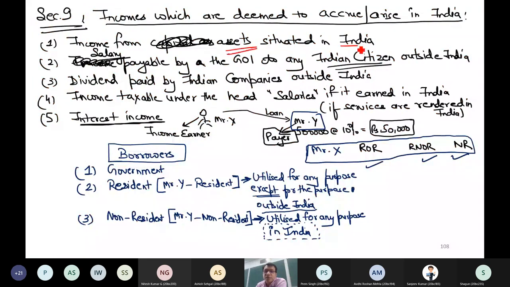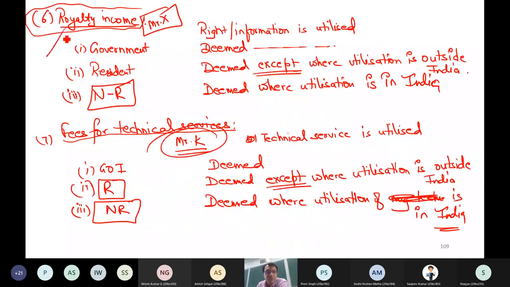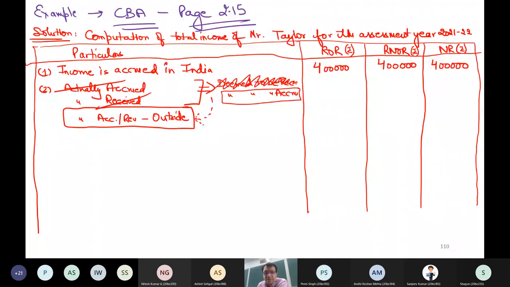Asset house is not in India. It is not a salary. It is not a dividend. It is not an interest income. It is not a royalty income. It is not any fee for technical service. So after reading these points, I can say that this income is not deemed to be accrued in India also. Now after this, I can surely say that income is accrued as well as received outside India.